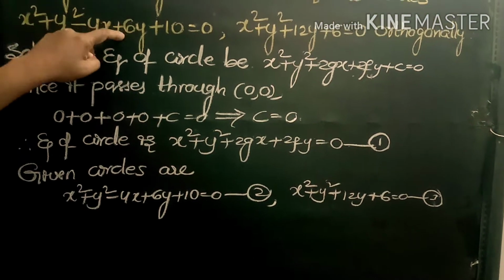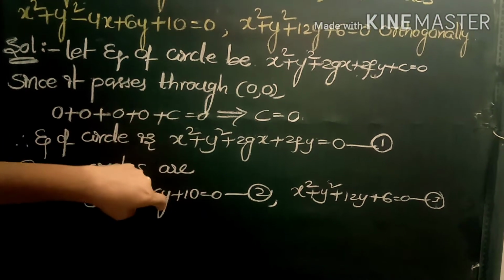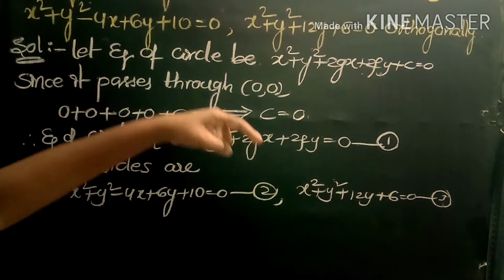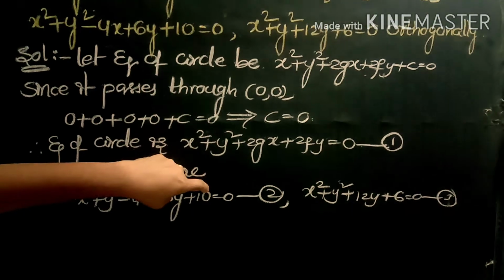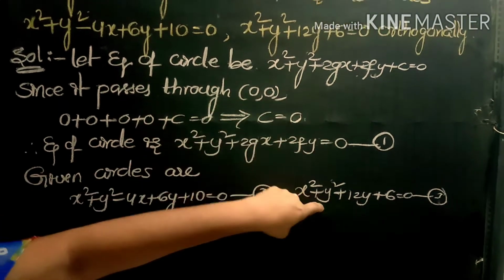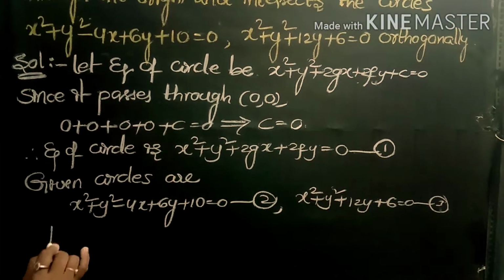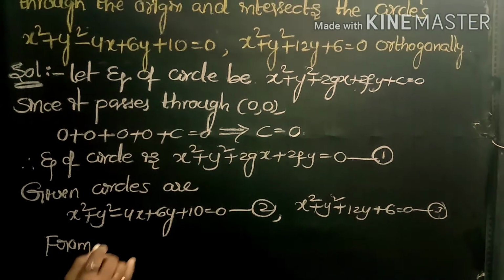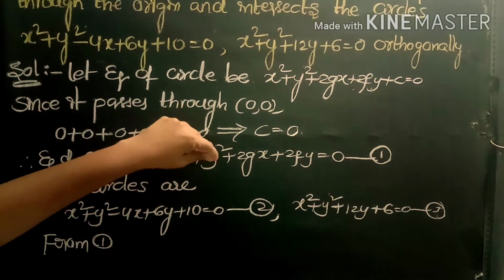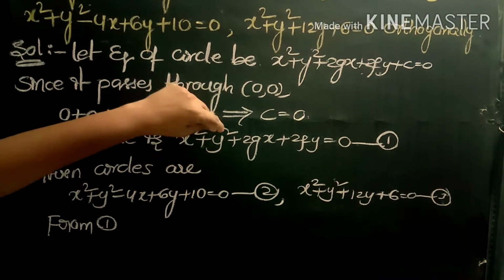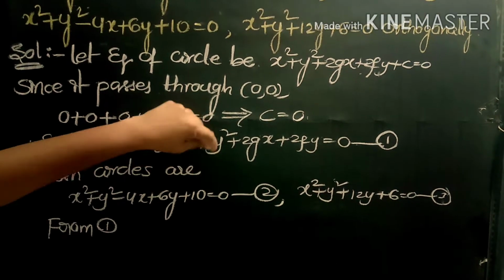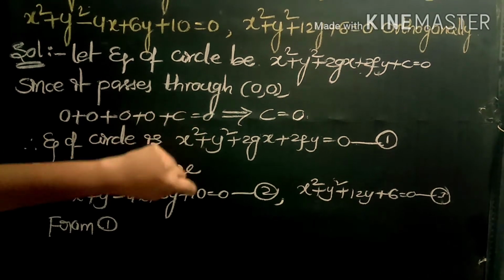Now the given condition is the required circle is orthogonal to the circles 2 and 3. That is, we apply the orthogonality condition to the first and second circles once, and to the first and third circles once. So from 1 and 3, 1 and 2. Now first we are applying the orthogonality condition to the circles 1 and 2. Since the circle is orthogonal to the second circle, we apply the orthogonality condition to the first and second equations.